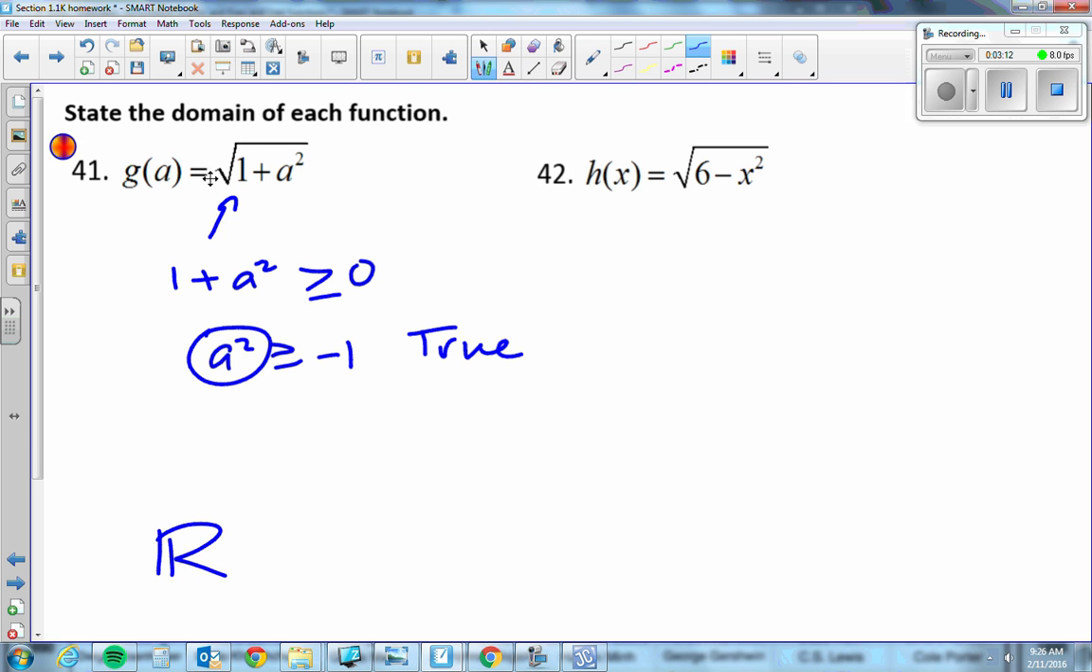Because we're trying to figure out when you'd be taking the square root of a negative, and that's never going to happen. So there's nothing to exclude. That's the thing to keep in mind here.